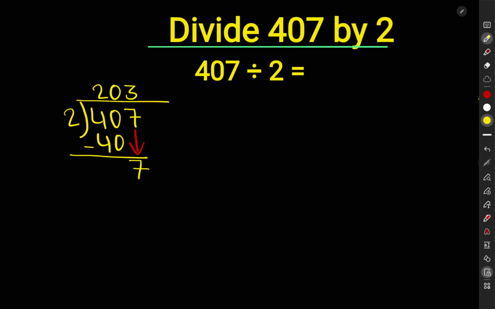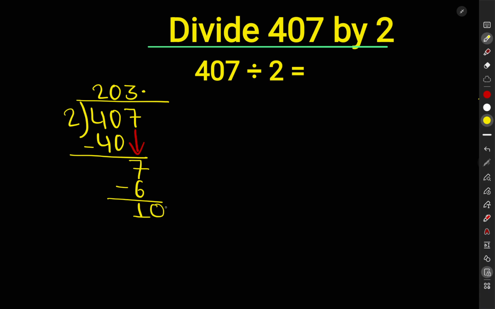So 2 times 3 is 6. On subtracting we get 1. Now this 1 is less than 2 and there is no other number beside it. So we put a decimal here so that we take 0.